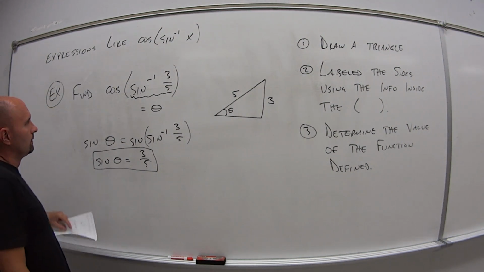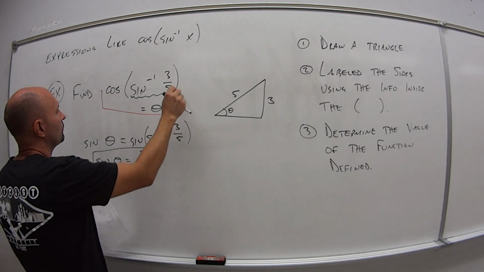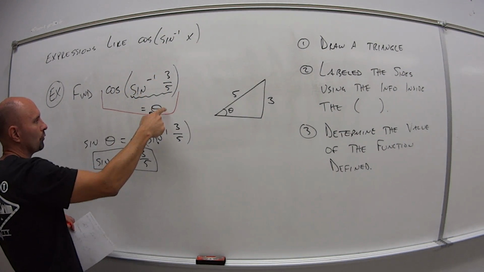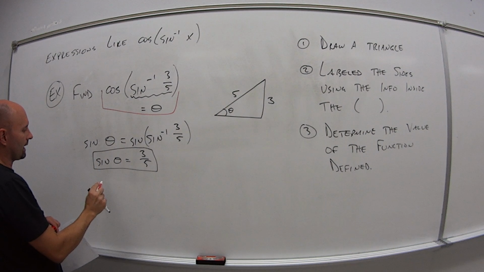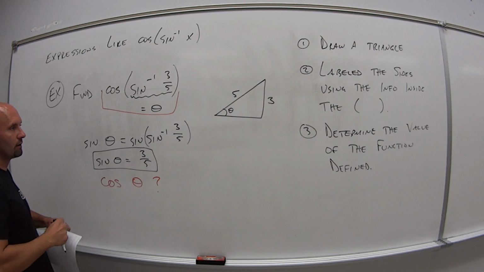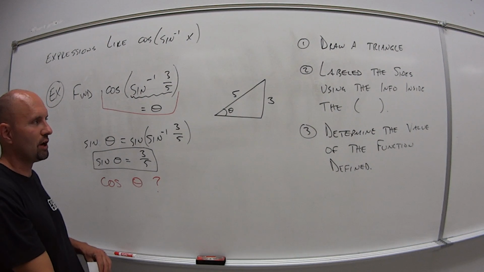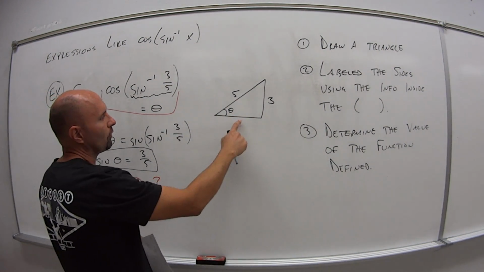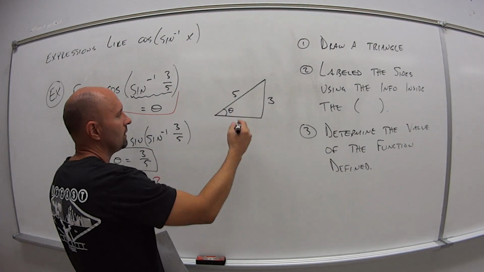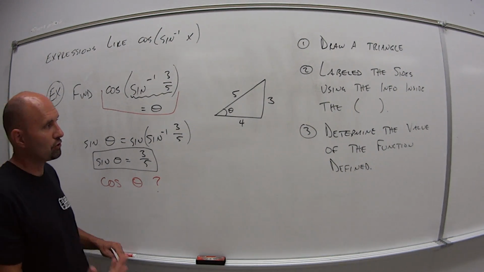So now, if I rewrite what I was originally asked for, what do I have? I'm going to get rid of this information inside and just replace it with theta. So what I'm really being asked for is what is cosine of theta? So cosine, again, with our trig ratios is what? It's adjacent over hypotenuse. So I don't have the adjacent side here, but I could use the Pythagorean theorem.